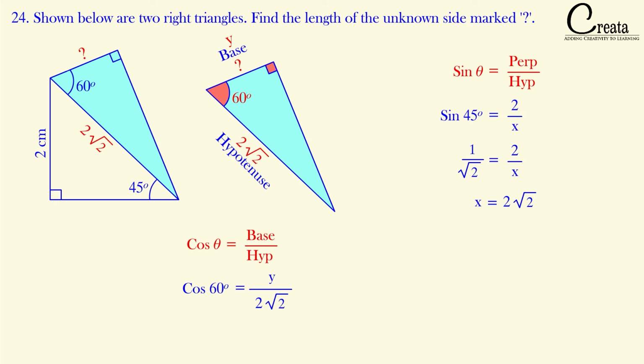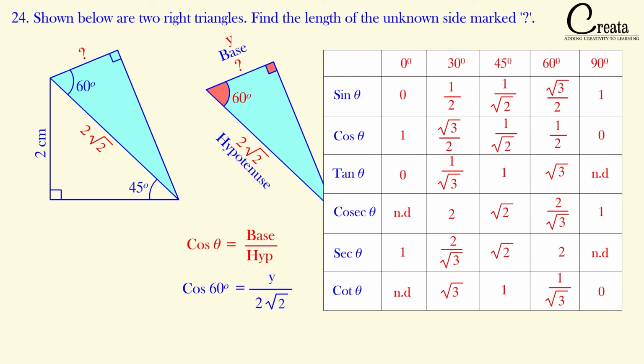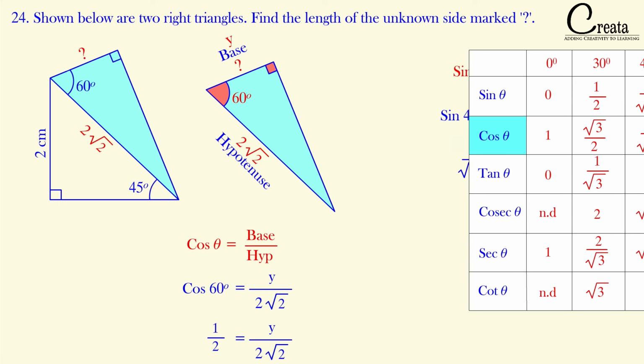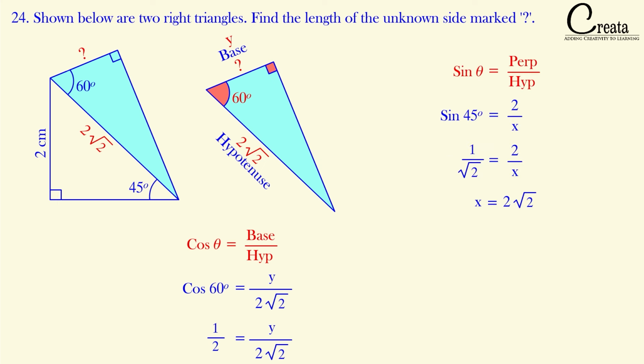We got cos 60 degree is equal to y upon 2 root 2. And what is the value of cos 60? Let's refer to the trigonometric ratio table. It is 1 by 2. Are you able to understand the importance of the trigonometric ratio table? Once this trigonometric ratio table is handy to you, you can solve all the questions related to trigonometry very easily. So let's proceed. Let's find the value of y.